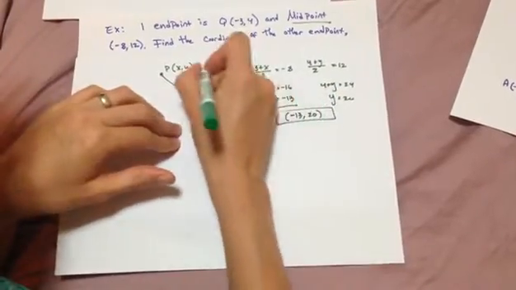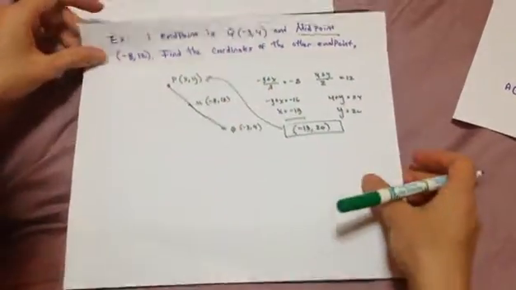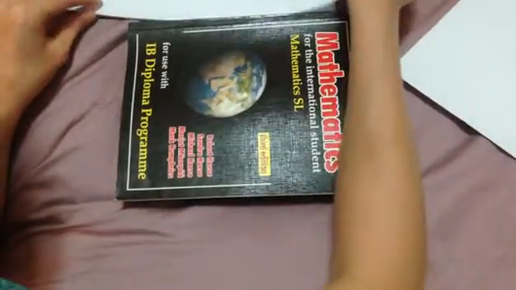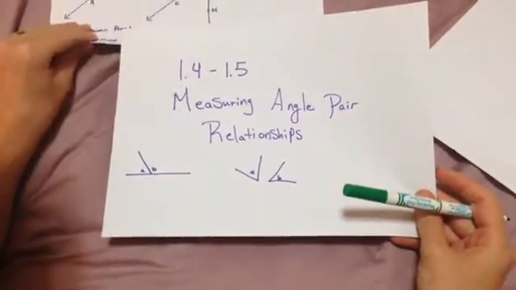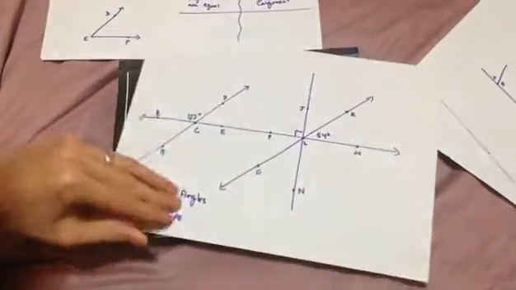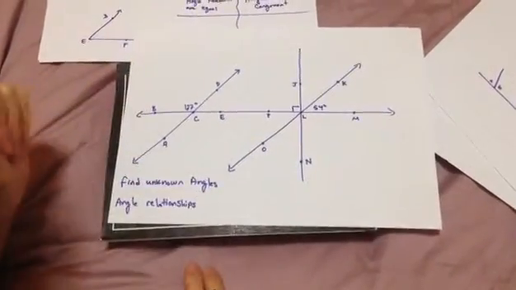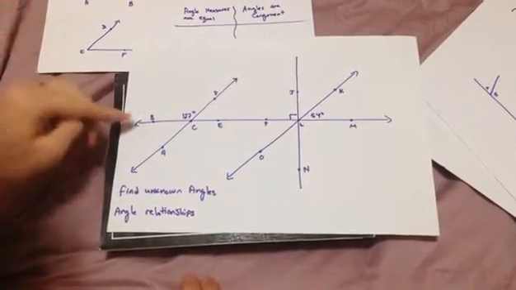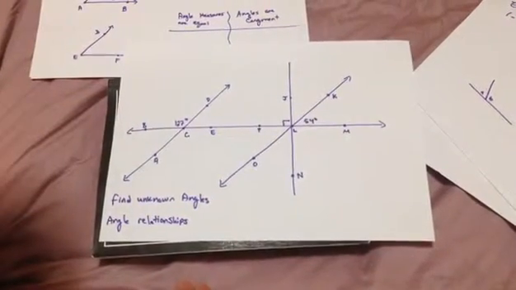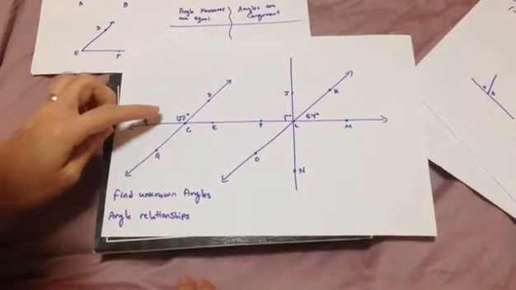Okay, so let's start with our topic for today, measuring angle pair relationships. And so I just wanted to start by taking a look at an example like this. We have a lot of different things going on there, and we want to look at how I might first find some of these unknown values.